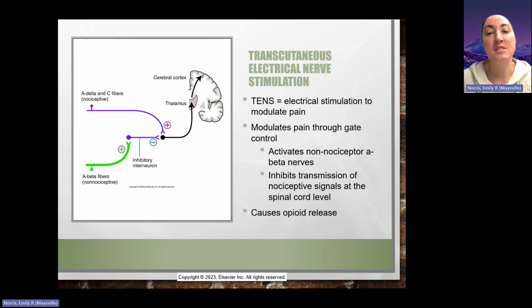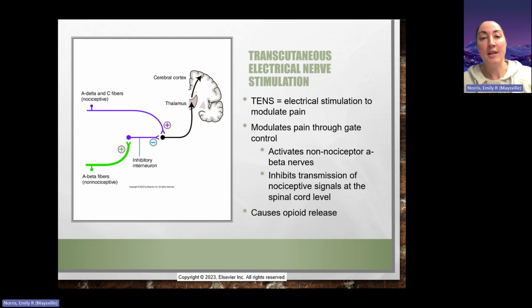Transcutaneous electrical nerve stimulation. This is what we call TENS. This is electrical stimulation to modulate pain. It modulates pain through gate control. It activates the non-nociceptive A beta neurons, and this is at the level of the spinal cord. It inhibits the transmission of nociceptive signal at that level, and it causes opioid release.